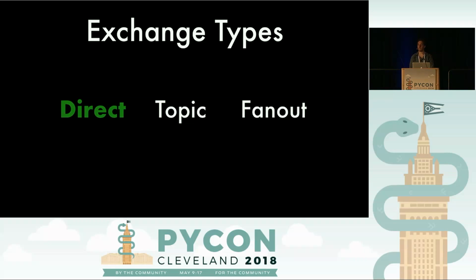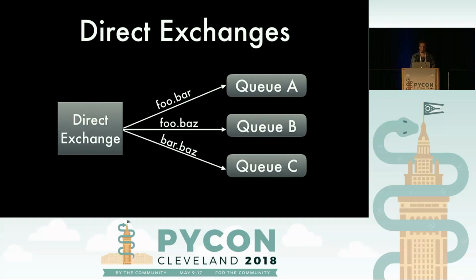First, we'll talk about direct exchanges. A direct exchange reads the routing key on a message, finds the binding or bindings with the same binding key, and routes the message to the queue at the other end. So in this case, a message with the routing key foo.bar will be routed along the foo.bar binding to queue A.